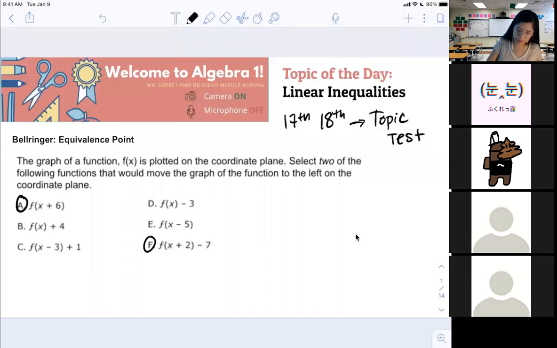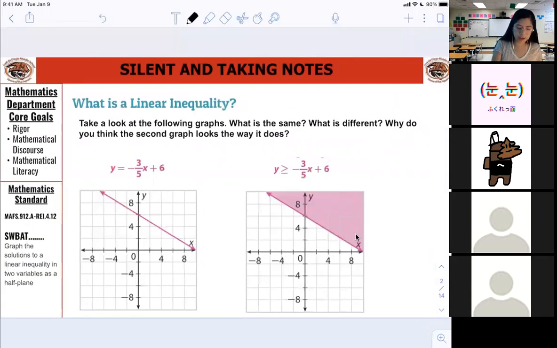Okay, so let's get started. We're doing linear inequalities today. So the first thing I want to talk about is what exactly is a linear inequality. So go ahead and take a look at these two graphs.